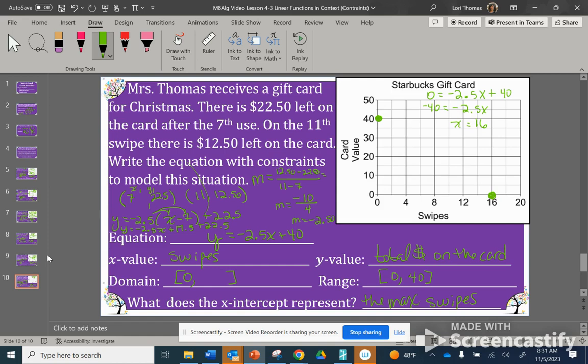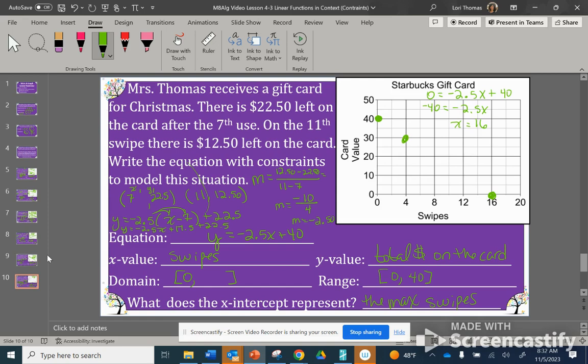Now, can we connect the points? Can you have a partial swipe? No, Starbucks is not going to run your card 1.5 times. So we just have to plot some data points. And so I'm just going to plug in 4 for x. And we get 30. So at 4 swipes, she has $30 left.